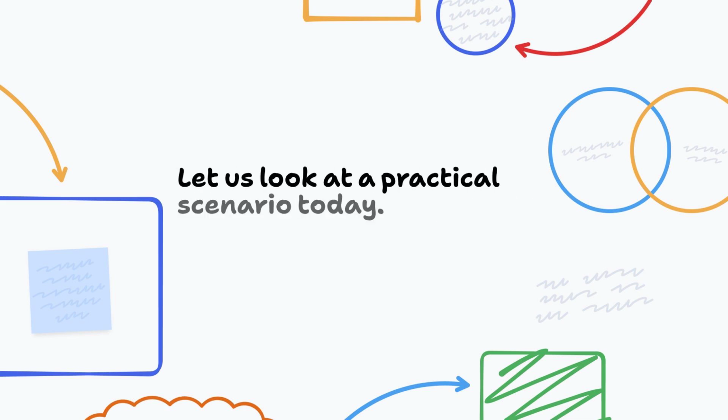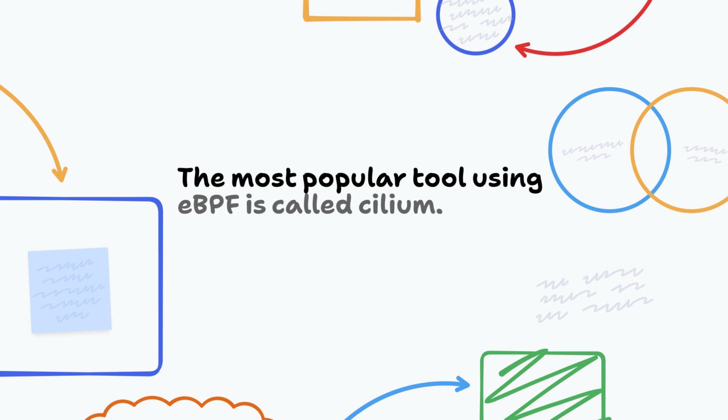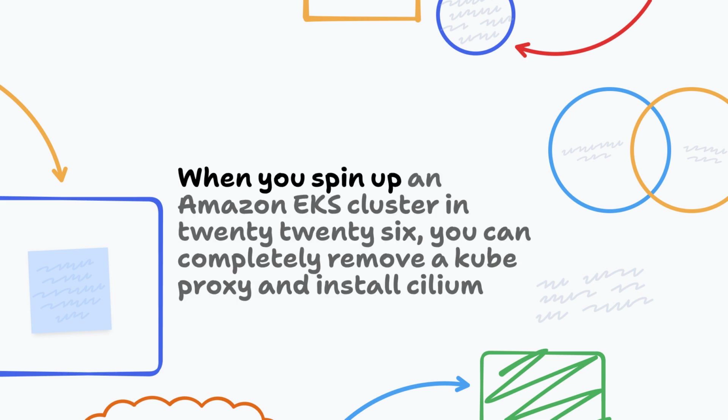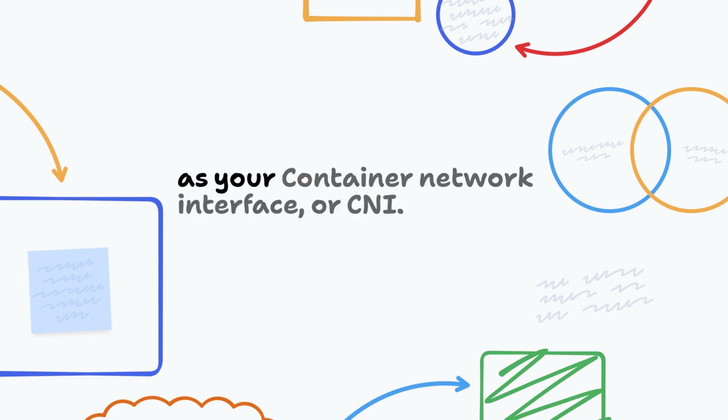Let us look at a practical scenario. Today, the most popular tool using eBPF is called Cilium. When you spin up an Amazon EKS cluster in 2026, you can completely remove kube-proxy and install Cilium as your container network interface, or CNI.